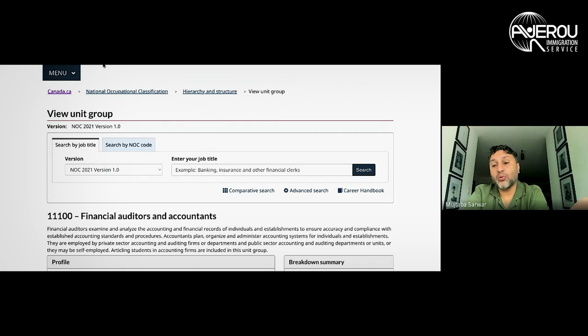One thing to remember is that Canada has switched to a 5-digit NOC code system since 2021. So sometimes when you type in the NOC code of an occupation, it may give you the older 2011 version, where there are only 4 digits. The old one? Yeah, where there are only 4 digits. Now they have switched to a 5-digit system.